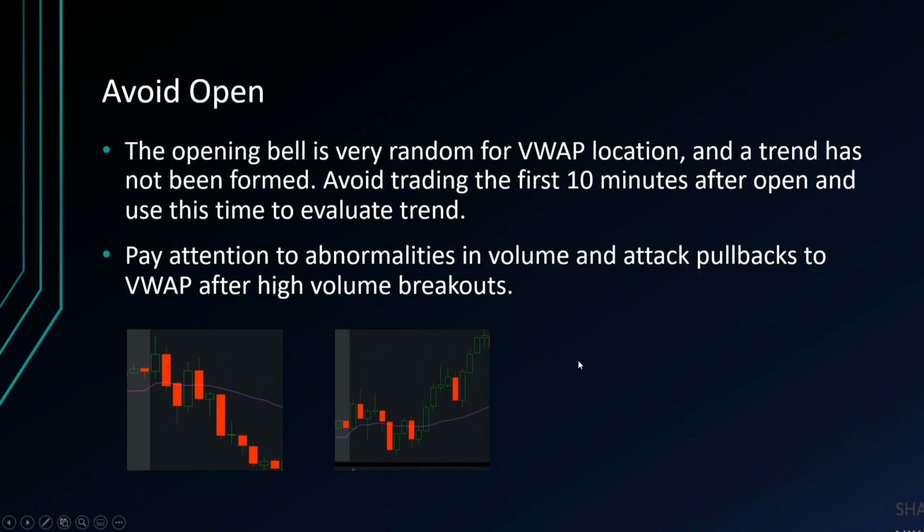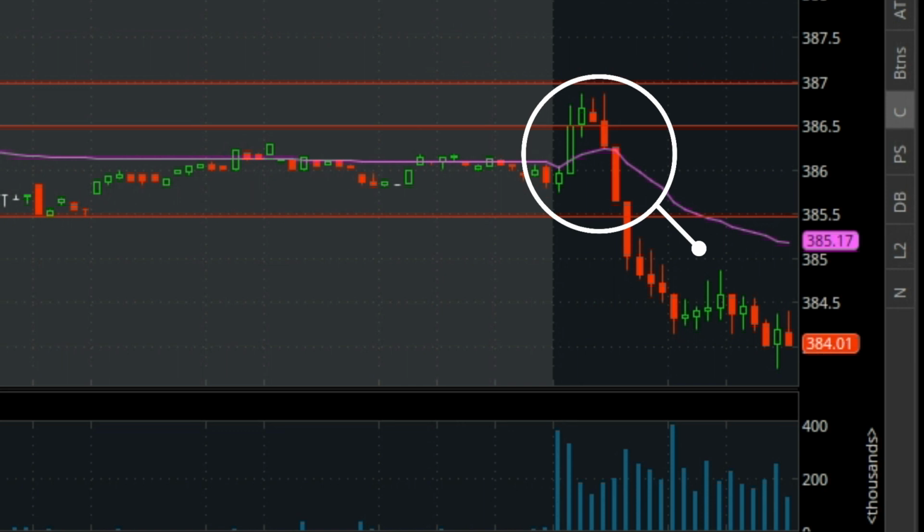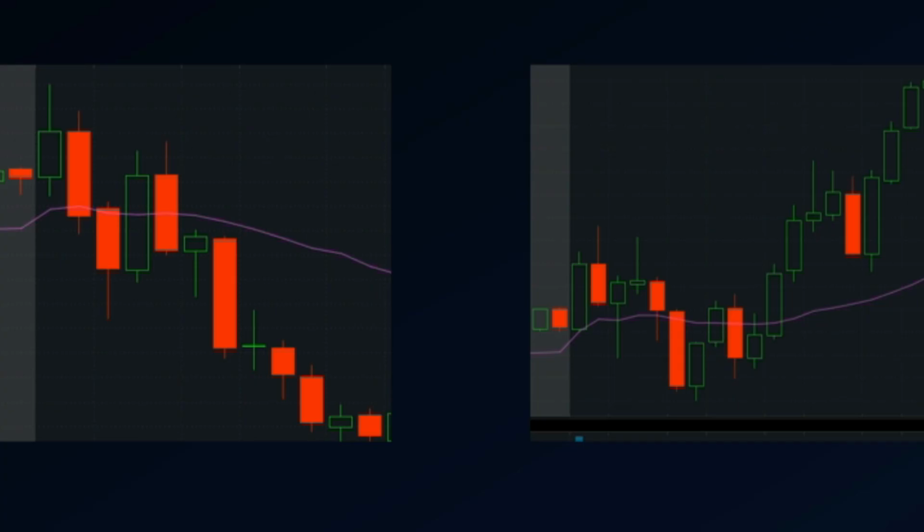And as I just said, the opening bell can be incredibly risky. It's very random for VWAP location, and a trend has not been formed usually at the opening bell. And so you should definitely avoid trading the first 10 minutes if possible after the open, and use that time to just evaluate where the current trend is. You want to pay attention to abnormalities in volume and then attack pullbacks to the VWAP after high volume breakouts.